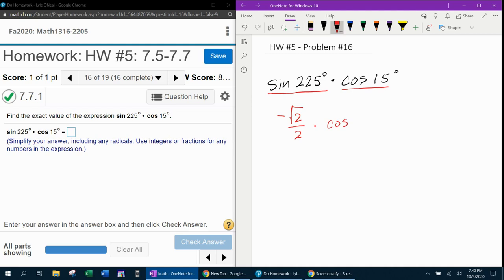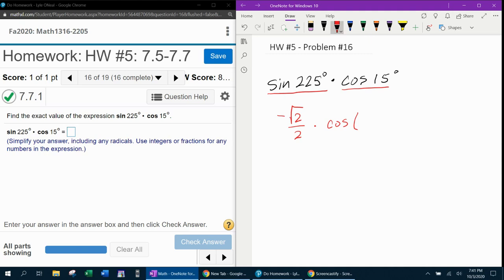And then for cosine of 15 degrees, now listen, there's a couple of ways we can attack this. We could do 30 divided by 2 because 30 divided by 2 is 15, and that would allow us to use a half angle formula, but it's going to not be quite as nice of an answer, okay? So here's the way instead that I'm going to attack this.